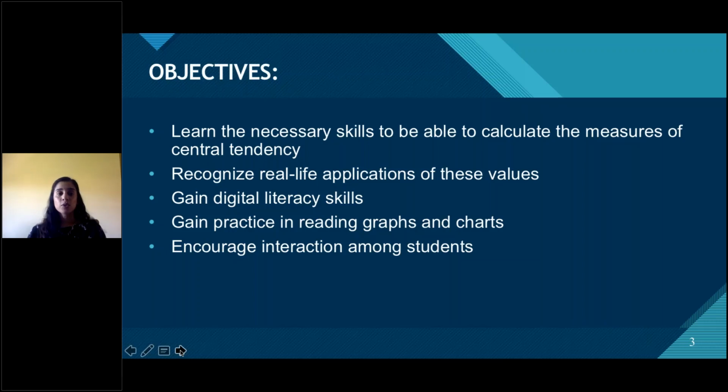Number 4: through this lesson, students will gain practice in reading graphs and charts. The complimentary webpage that I use, called Layered Statistics, the author explains the measures of central tendency very tersely, very concisely, and very precisely. And so that is why I chose that lesson. But he also gives visual representations of the measures of central tendency, and he does so primarily through the use of graphs and charts.